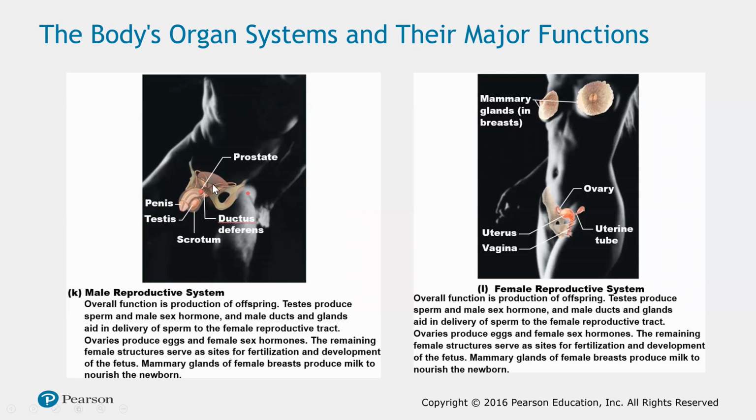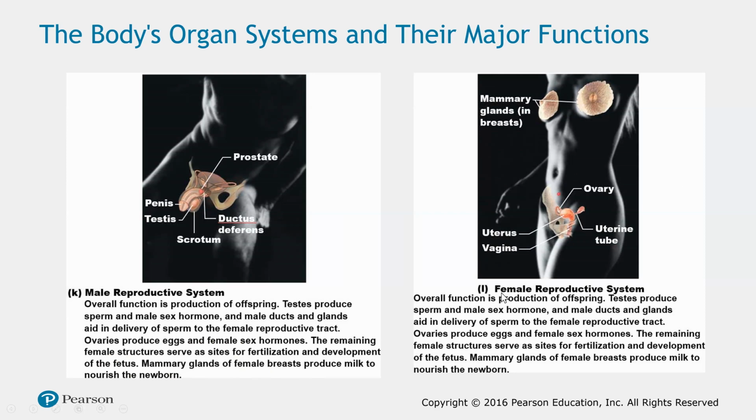The male system includes glands, accessory glands, the prostate gland, for example, seminal vesicles, bulbourethral glands, penis, testes, scrotum. Overall function is production of offspring. Testes produce sperm and male sex hormones, and male ducts and glands aid in delivery of sperm to the female reproductive tract. Ovaries produce eggs and female sex hormones. The remaining female structures serve as the site of fertilization and development of the fetus. Mammary glands of the female breast produce milk to nourish the newborn.